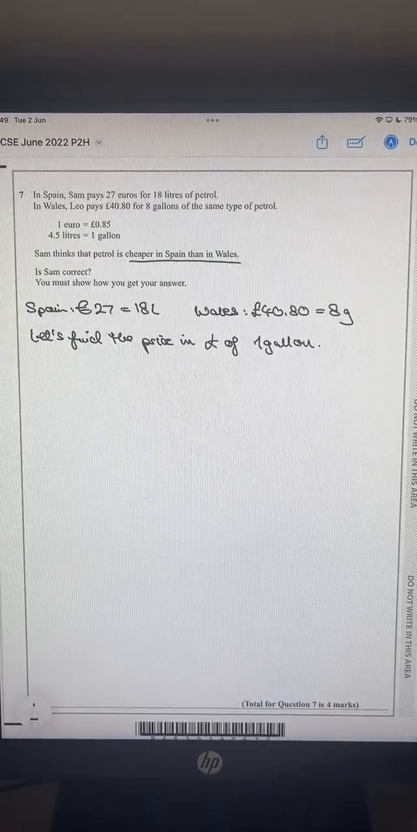You can find a middle ground. You don't have to do both conversions, but I'm doing this just to show you the full way of showing you twice how to work this through.